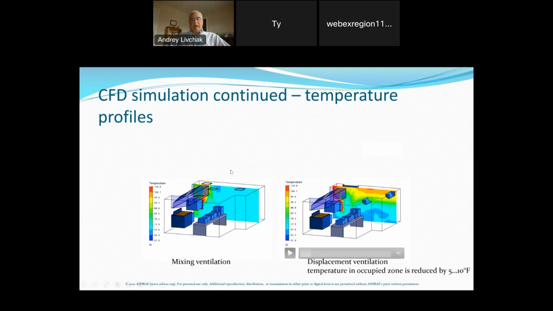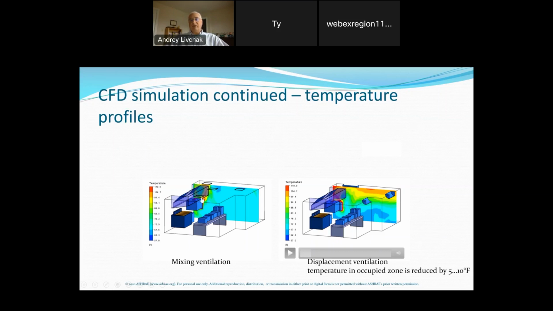Again, on the left side, we can see system with mixing. We are looking at temperature profile of the space. And we can see that mixing system does its job. It provides fairly uniform mixing in the space, and temperature throughout the space is fairly uniform. With displacement, we can see that there is a lower temperature in the occupied zone and high temperature in the upper part of the space.